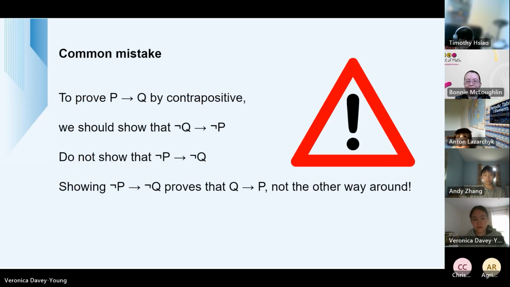Next. A common mistake: to prove P implies Q by contrapositive, we should show that not Q implies not P. However, it is incorrect to show that not P implies not Q. Showing that not P implies not Q proves that Q implies P, and not the other way around. This is a very common mistake. Next.